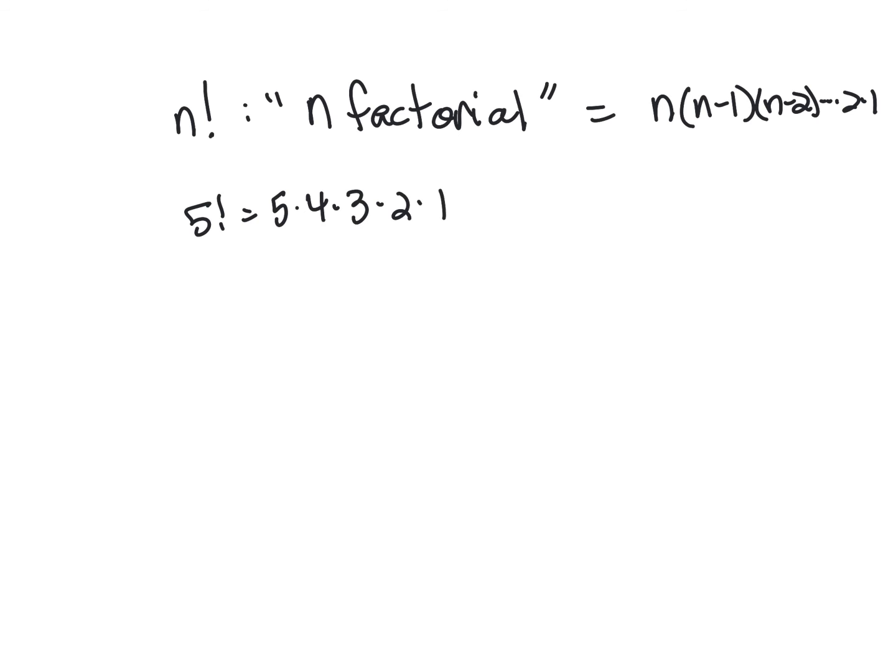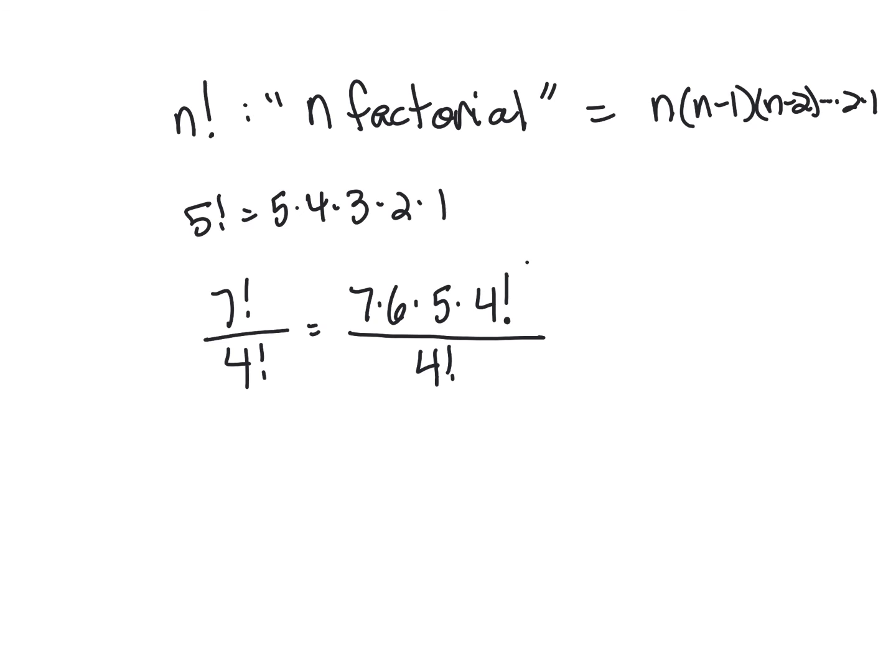So let's look at 7 factorial divided by 4 factorial. That's 7 times 6 times 5 times 4 times 3 times 2 times 1, divided by 4 factorial, bang. And you get 7 times 6 times 5, and that would be, I think, 210. You can check me if I'm wrong.